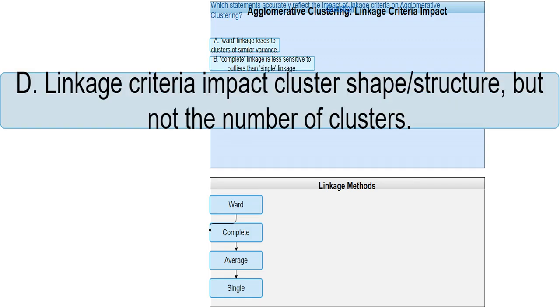Statement D is false. While you often predefine the number of clusters, the linkage method significantly affects how the data points are grouped into those clusters.